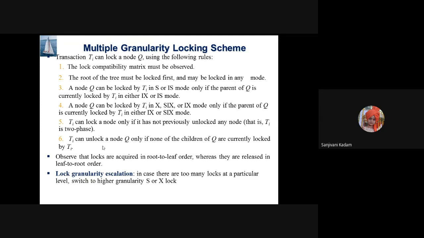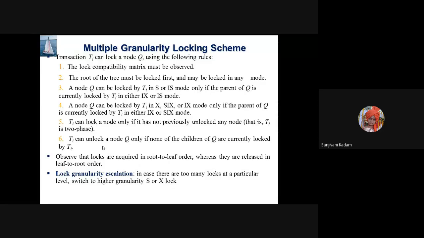Next rule: Ti can lock a node only if it has not previously unlocked any node. Okay, that is Ti in two phase. Yes, we can go for a lock request only when there is no unlock. And then Ti can lock a node q if none of the children of q are currently locked by Ti.